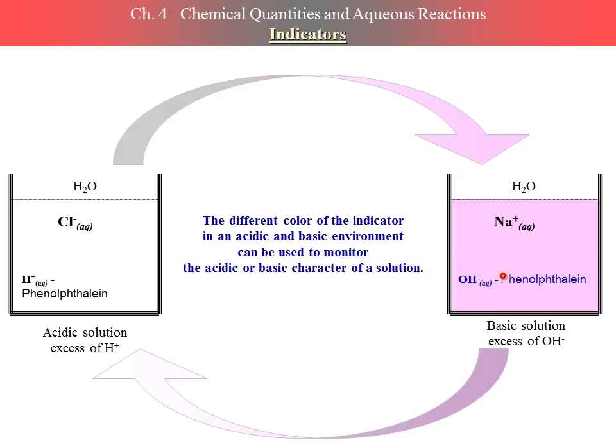Now, if I stop the addition of the sodium hydroxide and I start adding HCl, hydrochloric acid, then I'm going to destroy the excess of the hydroxide and I will have excess of proton and my solution is going to be clear. And I can go back and forth like that.